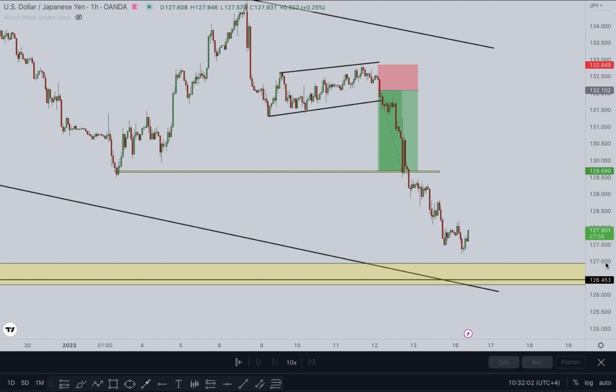In trading, you don't want to lead the market. You just want to follow the market, right? So we are just following the market structure instead of leading the market.